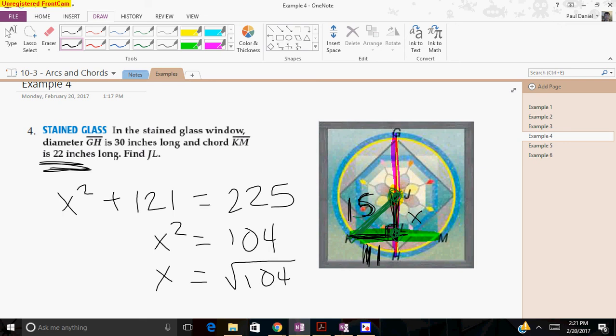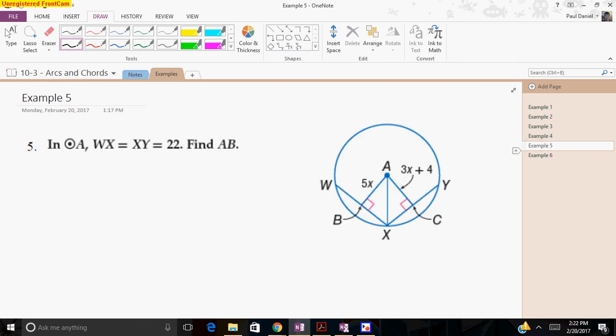Okay, feels good. I'm liking this. All right? Oh, 104, a square root of 104 what? Square root of 104 inches. Okay. Do we need to add that measurement in?